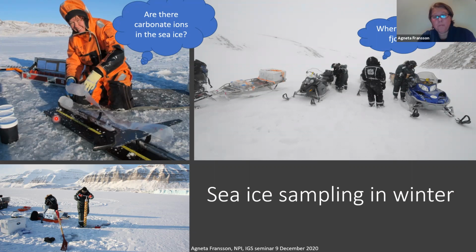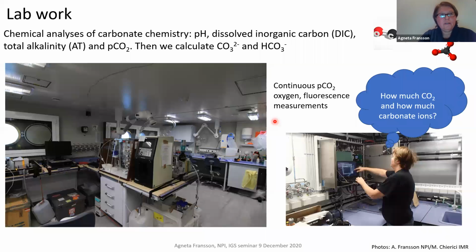Sometimes we use snowmobiles to go out in Tempelfjorden, for example, and sometimes it has been really bad weather, so we have to turn and go back to Longyearbyen again. We work in the lab, so we analyze the carbonate chemistry, pH, dissolved inorganic carbon that I showed you, and the total alkalinity, which are very important for the carbonate chemistry, and we also analyze pCO2, and then we can calculate carbonate and bicarbonate.